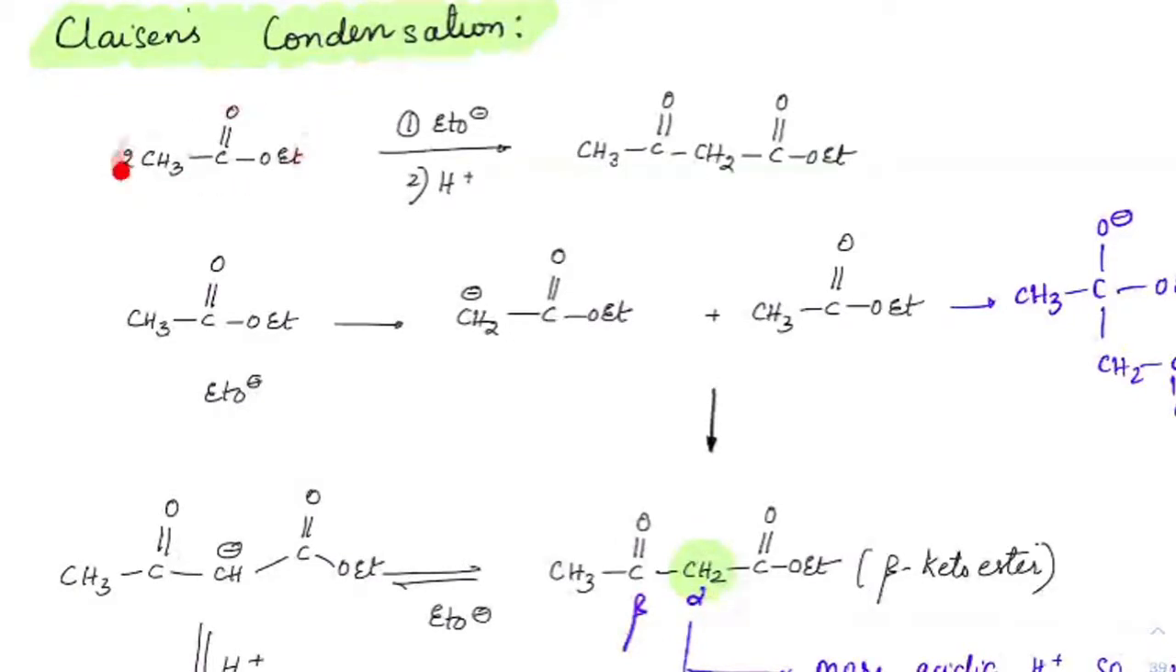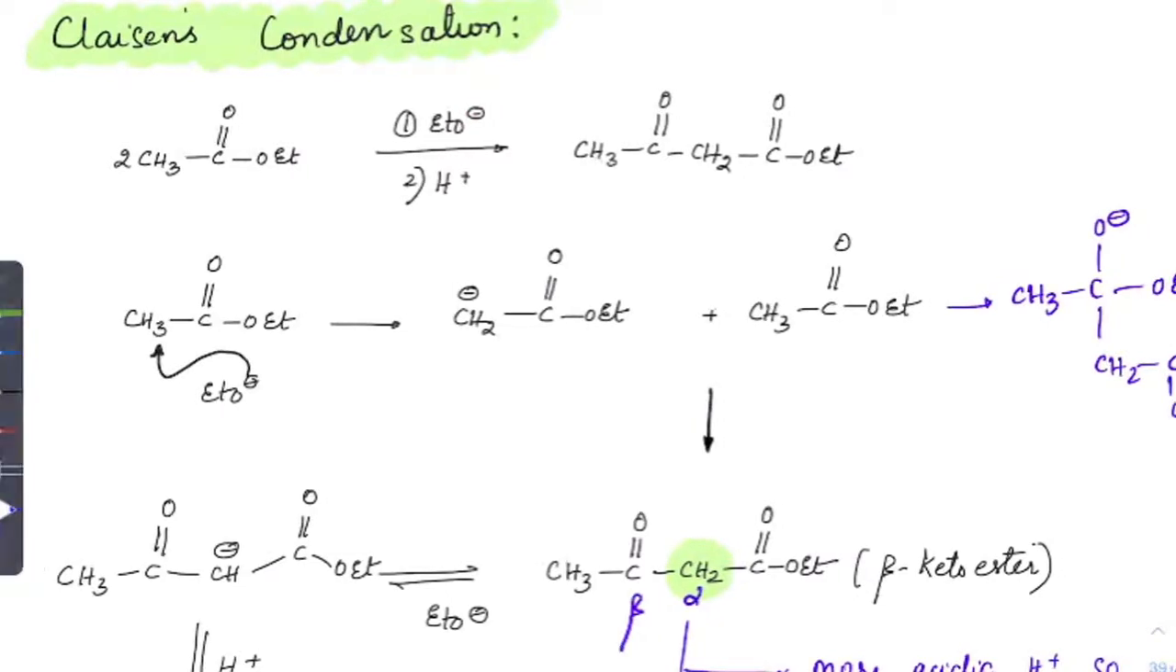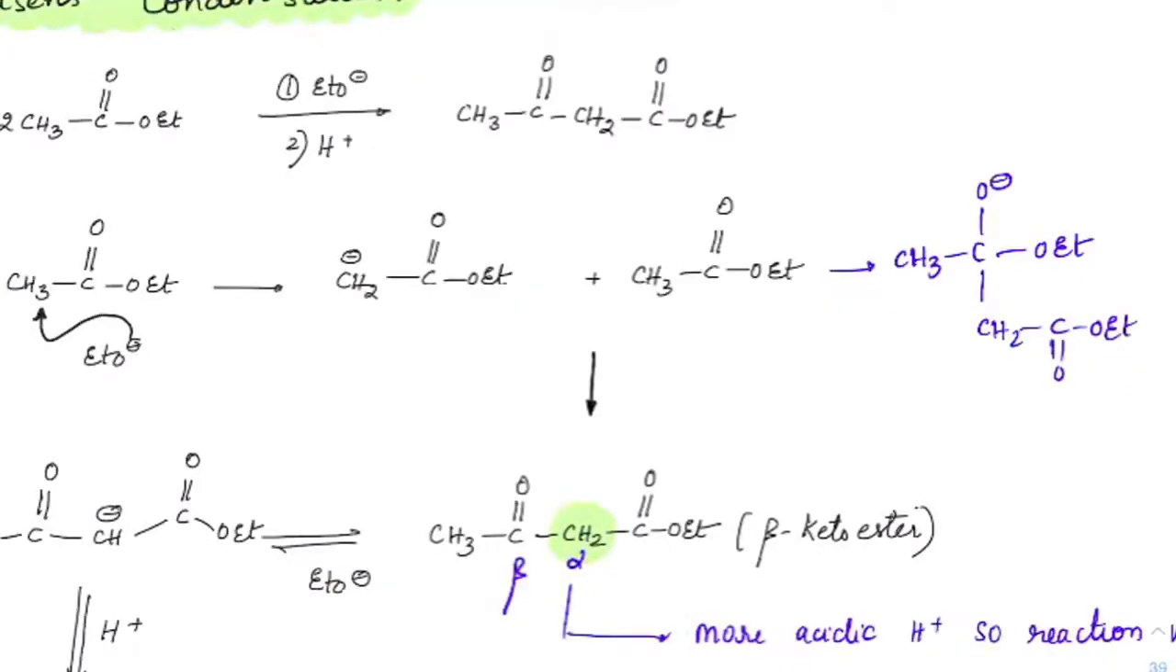So 2 moles of esters would form an aldol type of formation here. See how the mechanism is driven. We will be taking a strong base like EtO minus and it will extract the proton from here, making an enolate form. So this enolate form will attack on the C double bond O of the second mole, right? And you would get this.